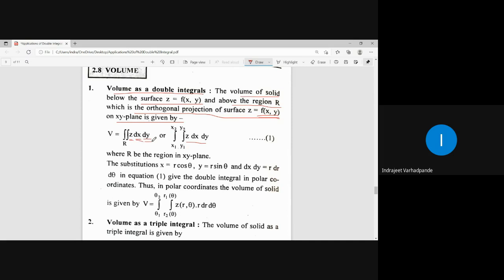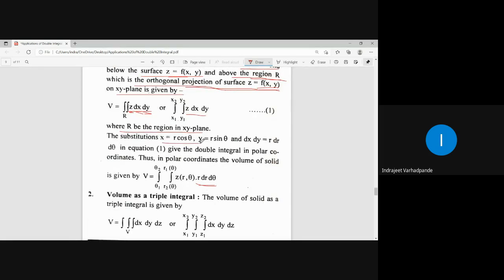If I have to convert it into the polar form, it will be z of r comma theta into r dr d theta. Why? Because dx dy is converted to r dr d theta. So what is R? R is the region in the xy plane. The volume of solid below the surface z is equal to f of xy, and above region R, the orthogonal projection, will be given by z dx dy in case of double integral.